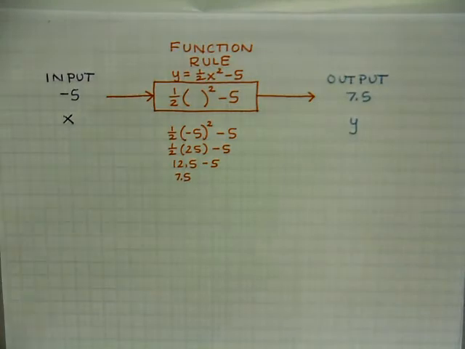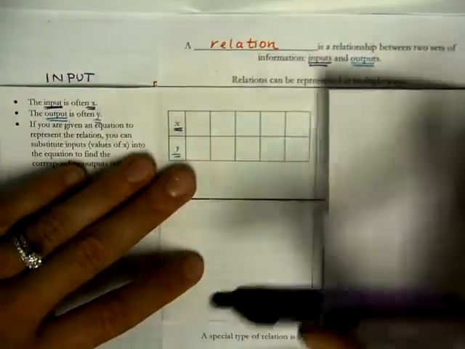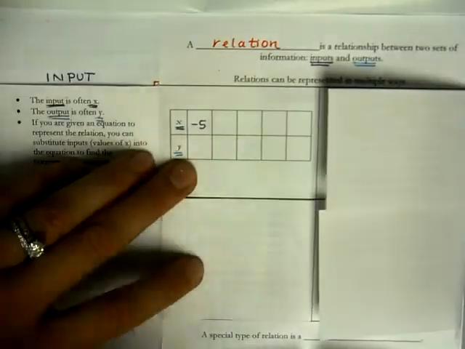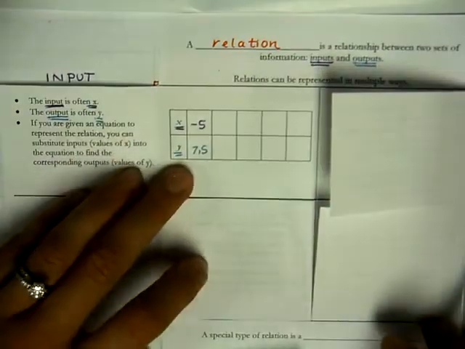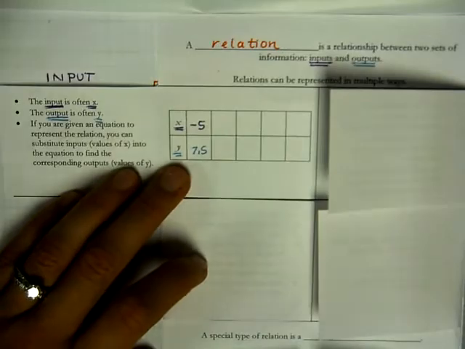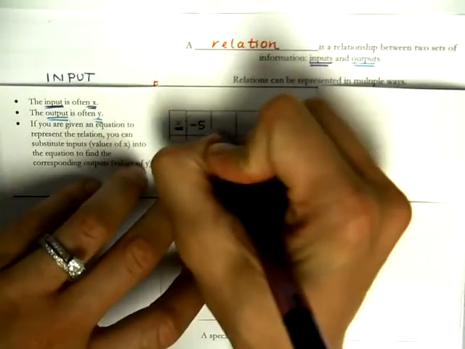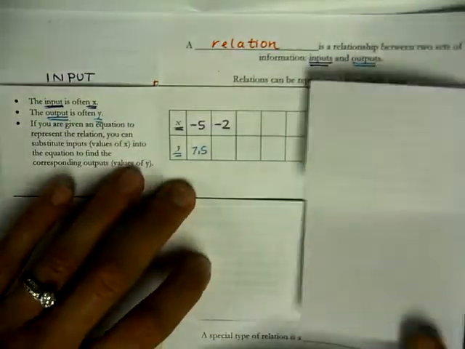So if I go back to my table, I can write my table here where I have the input of -5 has an output of 7.5. Now I could do that for another input. I can choose whatever I want. So let's choose -2. Let's choose an input of -2.